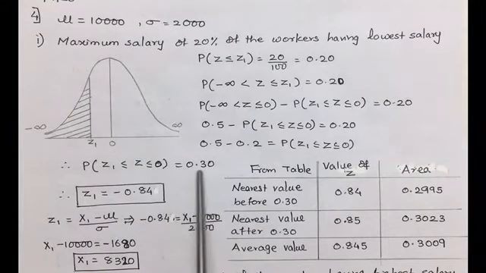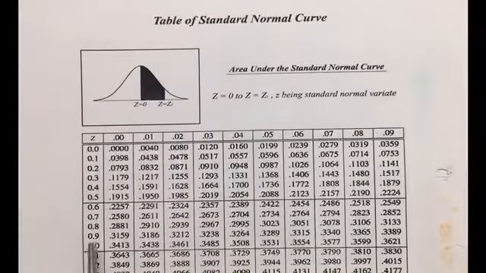Now finding this answer from the table where the area lies, searching it in the table. 0.3 area lies between 0.2995 and 0.3023. So average of these two is to be taken up. Hence the Z score will be 0.84 and 0.85. So 0.3 lies between these two.